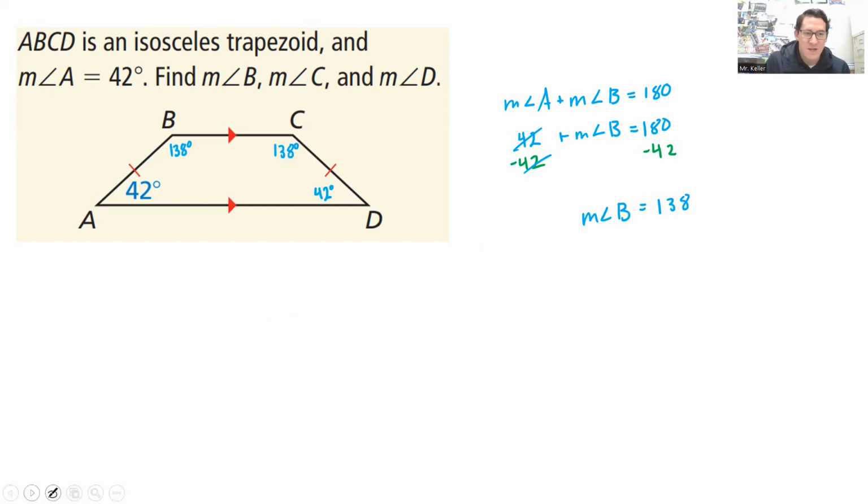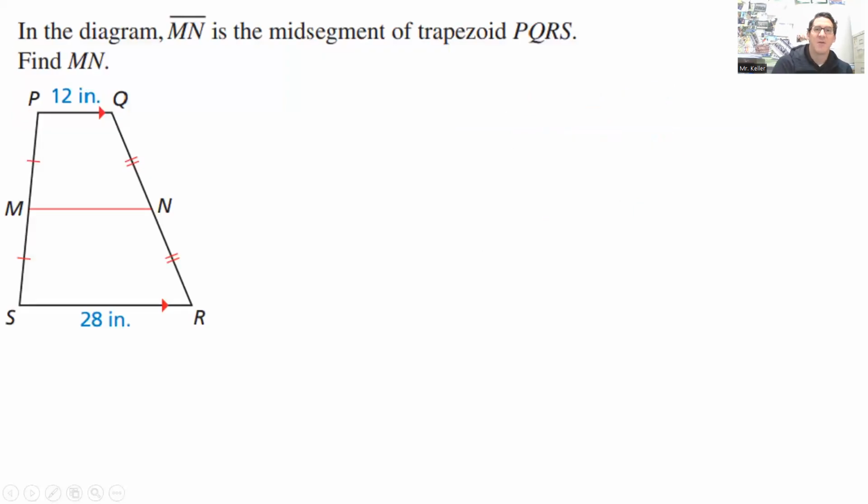Let's take a look at our next example here. In the diagram, the mid segment of the trapezoid PQS, so find MN. So again, it's the average of the two. So we just take the average of the 28 and 12. So 28 plus 12 divided by 2 is equal to the length from M to N. 28 plus 12 is 40. Divided by 2 is equal to MN. 40 divided by 2 is 20.